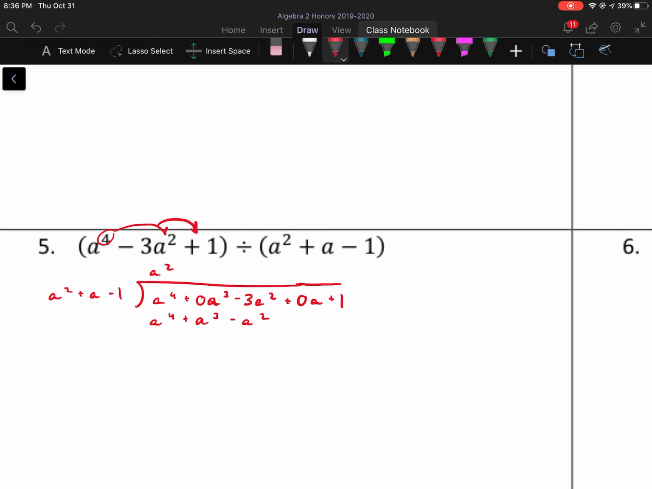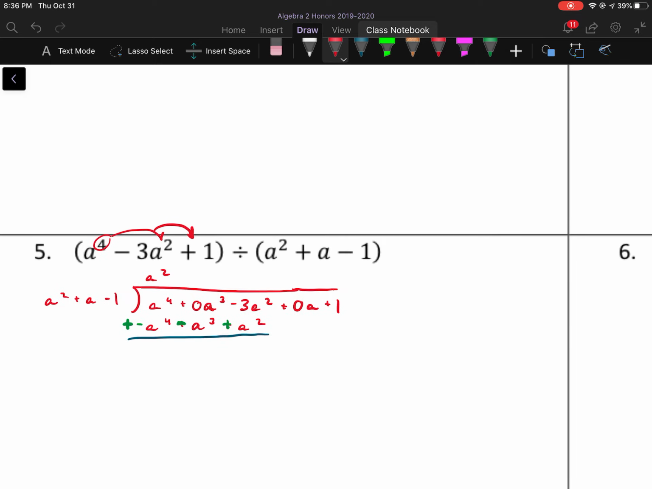Sorry about that. Alright, and now I said we're going to subtract. No one likes subtracting. How many times am I going to say that in these videos? So we're going to add the opposite. So I'm just going to change my signs in each thing. This becomes a minus. This becomes a minus. Now this becomes a plus. And let's start combining. A to the fourth minus a to the fourth cancels out. I'm going to use blue for that. 0a to the third, which is nothing, minus a to the third is negative a to the third. Negative 3a squared plus a squared is negative 2a squared. And then I'm going to bring down my next term, my 0a, which is my placeholder.